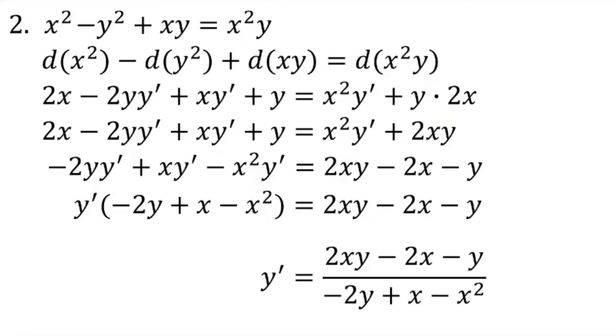Divide both sides of the equation by negative 2y plus x minus x squared. So our answer will be y prime equals 2xy minus 2x minus y all over negative 2y plus x minus x squared.